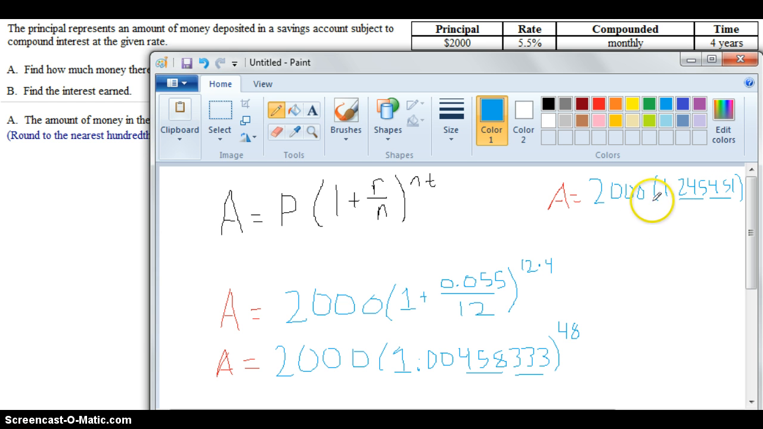Alright, and then the final step would be to multiply by the 2,000 to get the amount in the bank. So the amount in the bank would be $2,490.90. So write that in here.